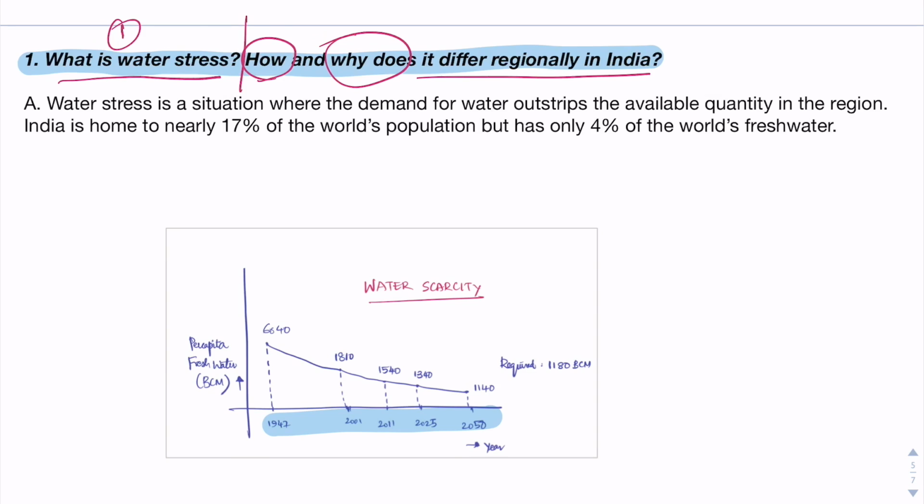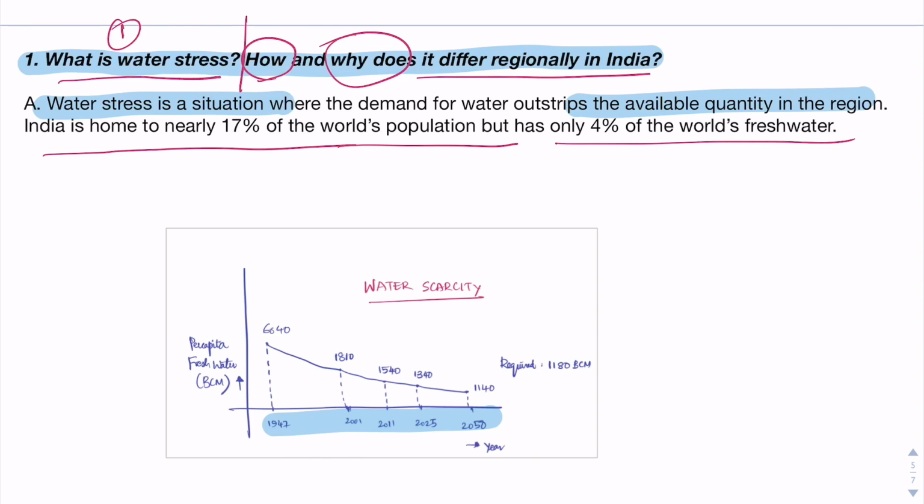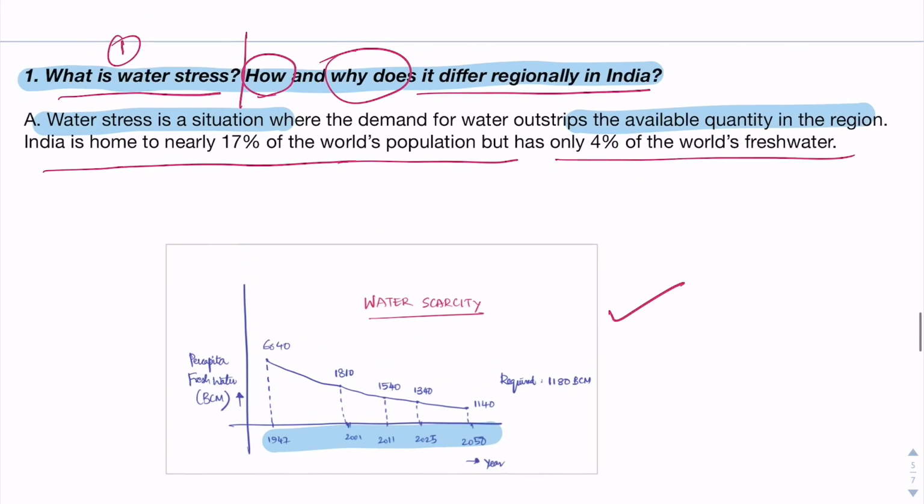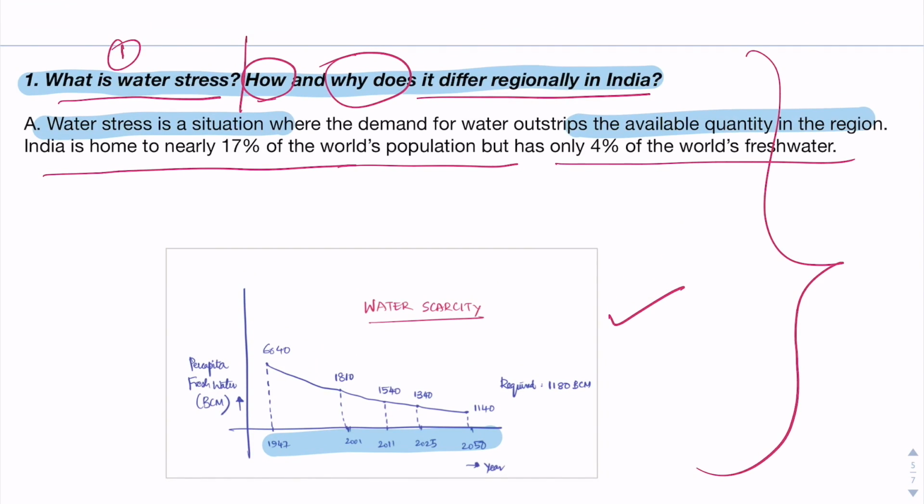So you start the answer by defining what is water stress. So you say water stress is a situation where the demand for water outstrips the available quantity in the region. In India, you can also throw in a statistic that says India is home to nearly 17% of world's population but has only 4% of the world's fresh water. Also add a chart that shows the declining per capita fresh water from 1947 to 2020 and the projected figures of 2050. Now this forms a good introduction to your answer.